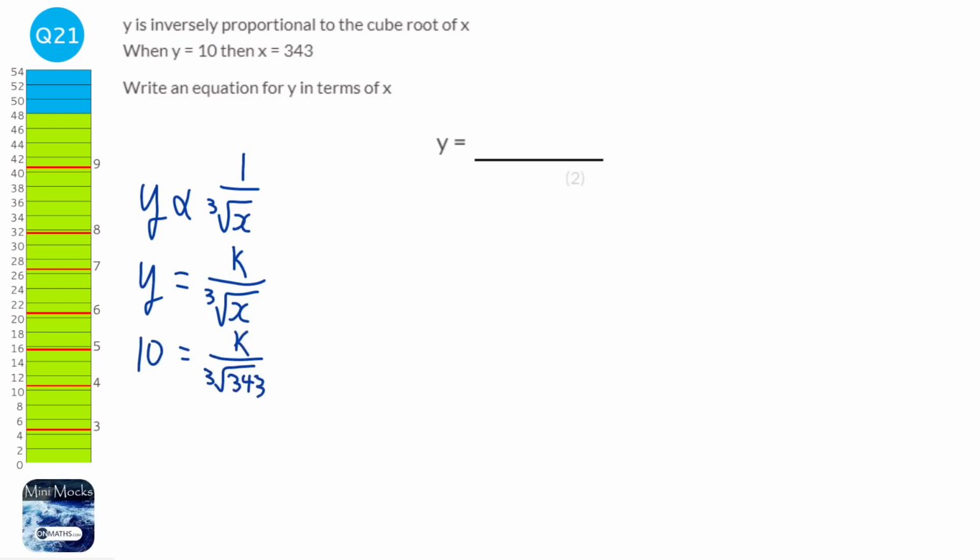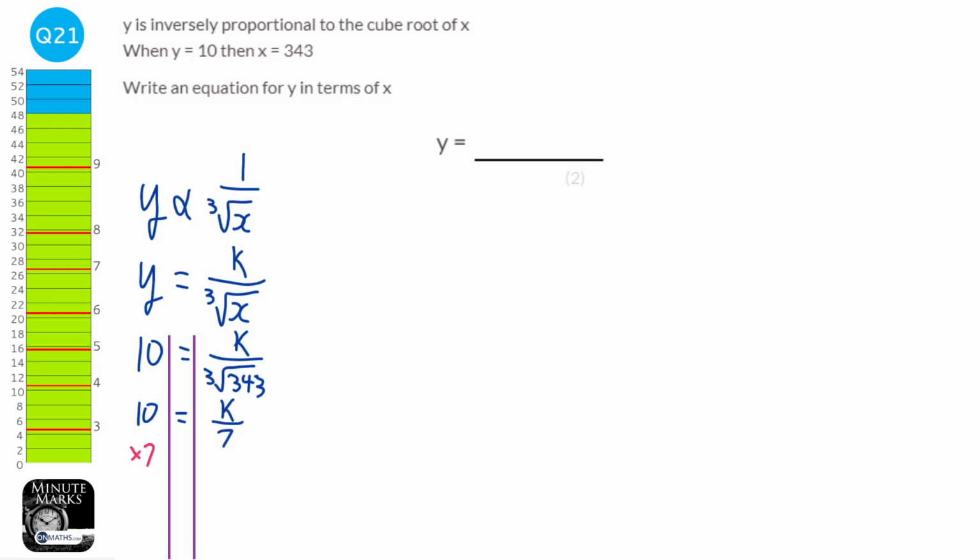Okay, next thing we're going to do is solve that. So put our lines in. Now the cube root of 343 is 7, so it's a lot easier. We're just going to times both sides by 7. So k equals 70, and we're just going to rewrite this, but instead of k, we're just going to write 70. So y equals 70 over the cube root of x.